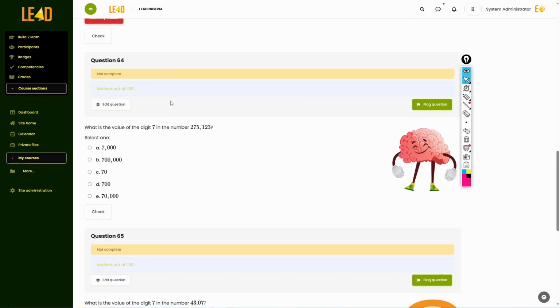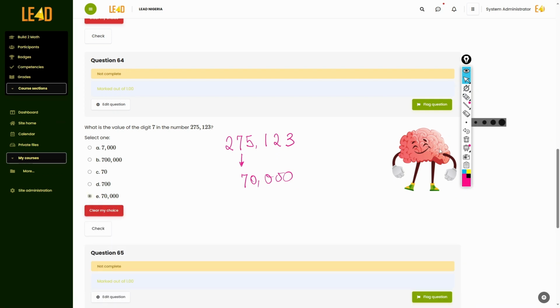64 says, what's the value of the digit 7 in the number 275,123? So I write 7 and I turn everything else to 0. If I turn everything else to 0, I have 7 and then 0,000, so that's 70,000. 70,000 is option E.